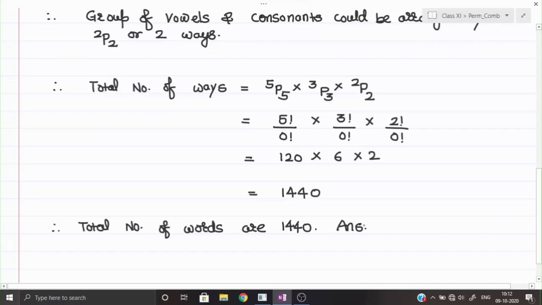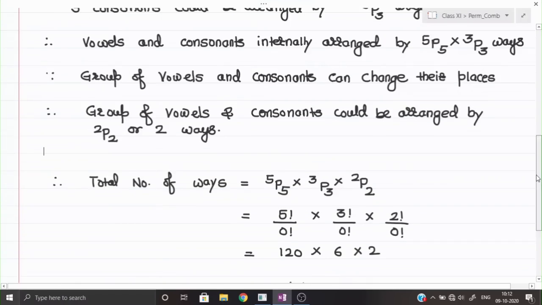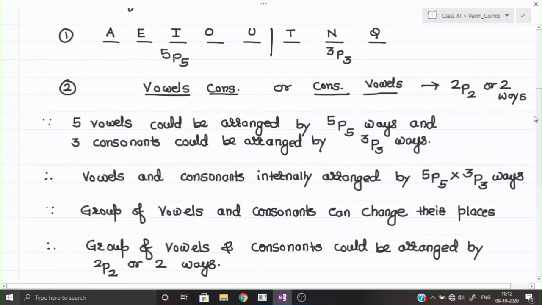Okay, so this completes the second question. I am not taking question number three because again it will take 10 to 15 minutes. So we shall solve from question number three next time.